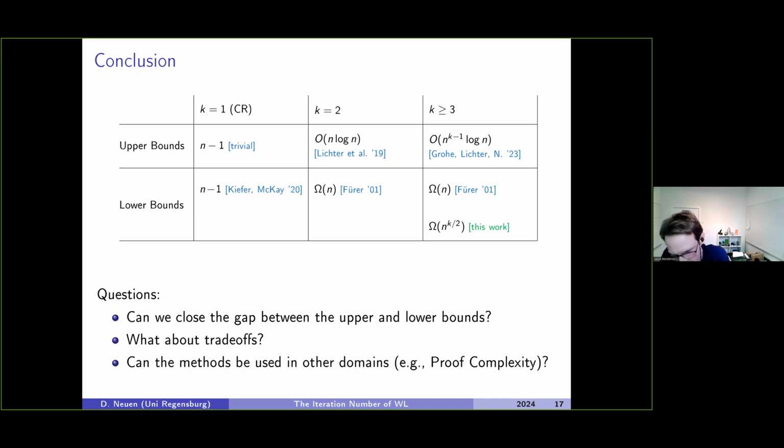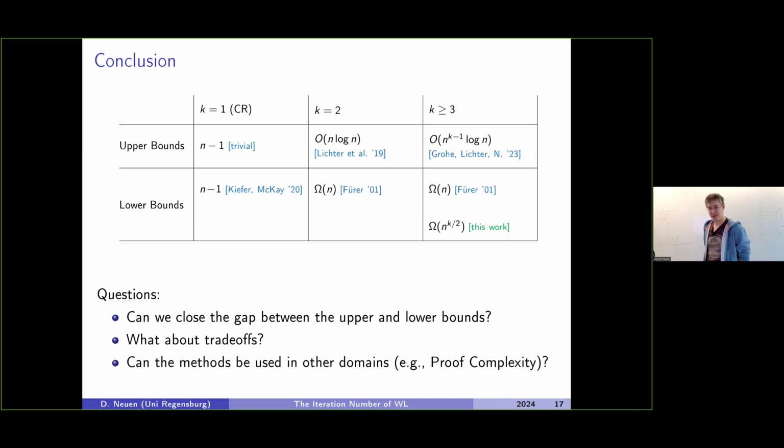I guess one obvious one is, having this slide, what's your bet? What are the right answers here? Do you have any feeling for whether it is n log n or n in the k equals 2 case, and whether it is n over k half or n over k plus 1? In the general case, I would tend to n to the k minus 1.